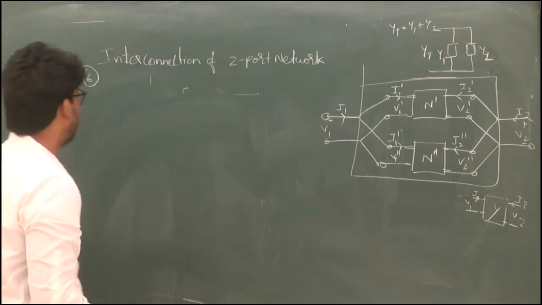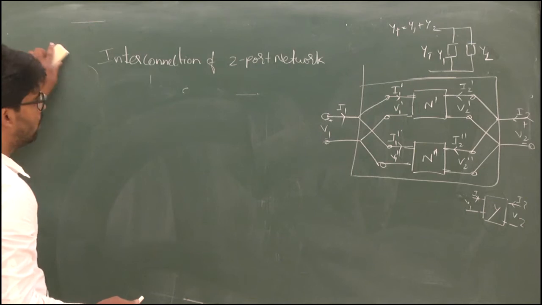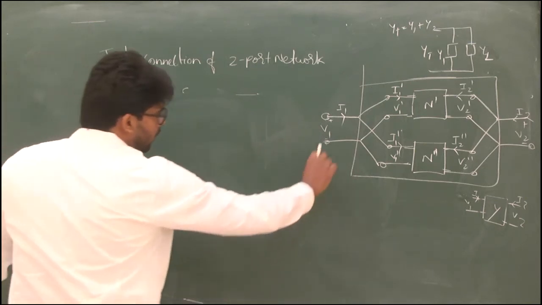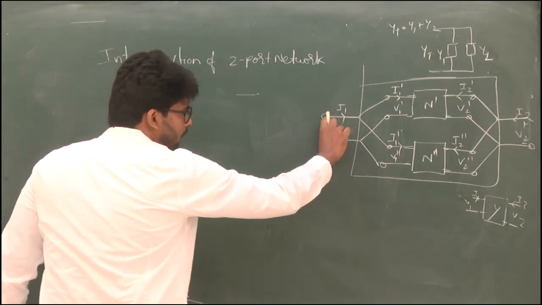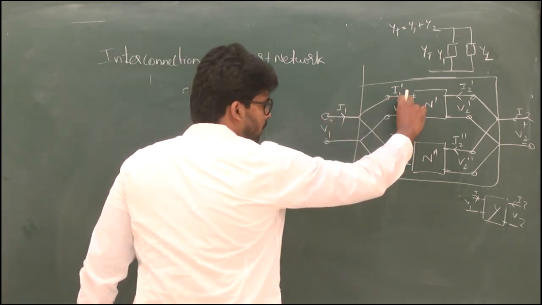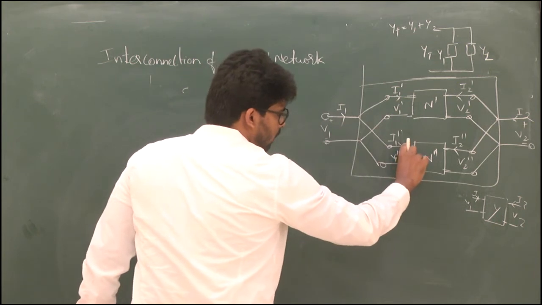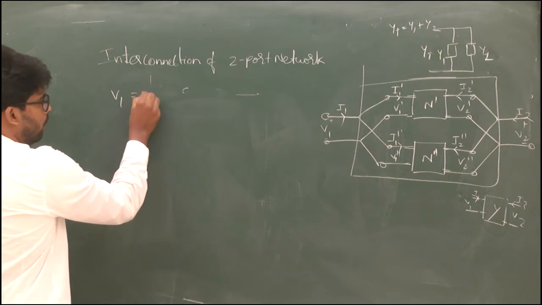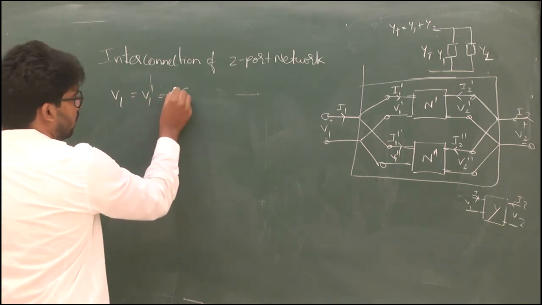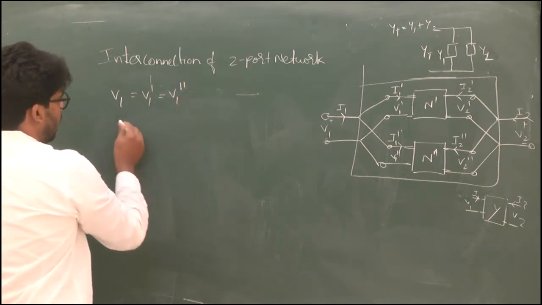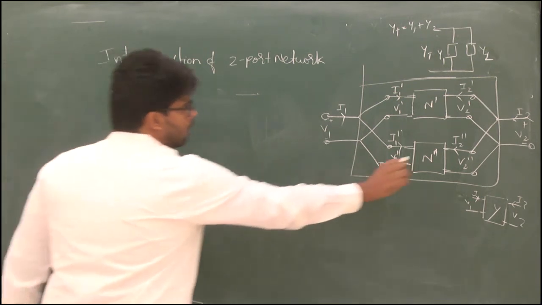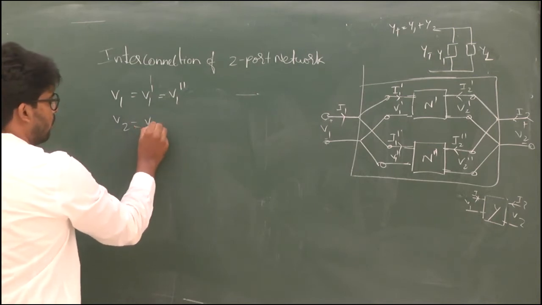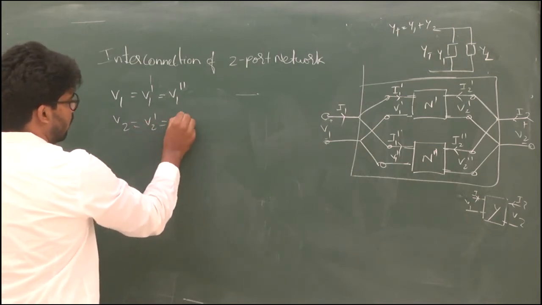Now we have to observe how the currents are flowing and what the voltages are. If you see carefully, voltage V1 is equal to the input voltage of network 1 and equal to the input voltage of network 2. Therefore, we have the equation V1 equal to V1 dash equal to V1 double dash. The same voltage drop will be there at both two-port networks, and V2 equal to V2 dash equal to V2 double dash.